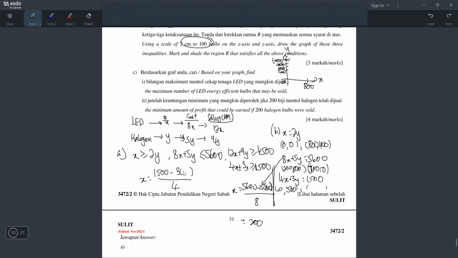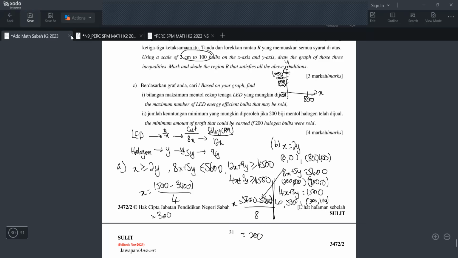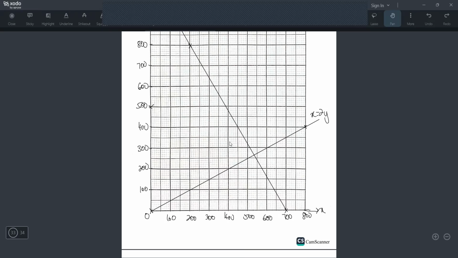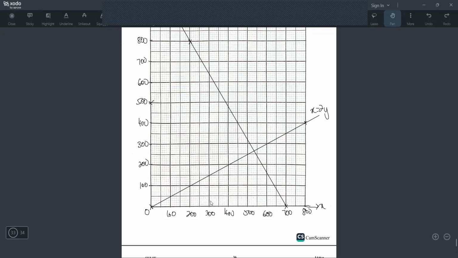Why not you use 100? Just see what happens. So 1500 minus 300 and then divide 4. Oh, I get a very good value. I get 300. So this is a good point, right? My x is 300 and my y is 100, which is better than the point I chose in the beginning, right? So 0, 500, 300, 100.